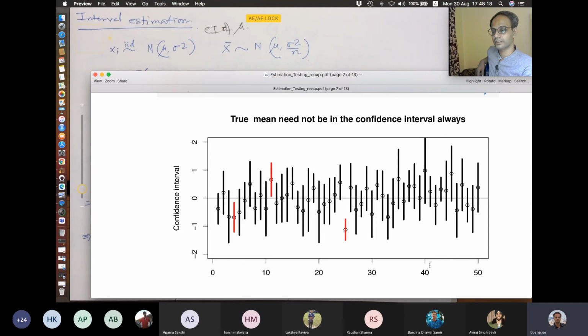I hope from this diagram it is clear that the true parameter value need not always be within the confidence interval, but with a high probability it will be within the confidence interval. Is it okay? It is a probabilistic statement. So is it clear from this diagram? Any query?